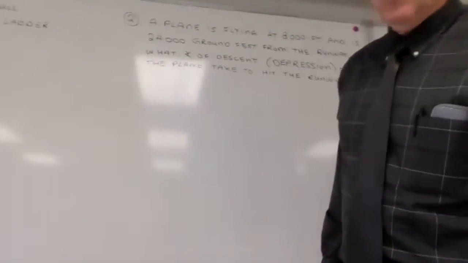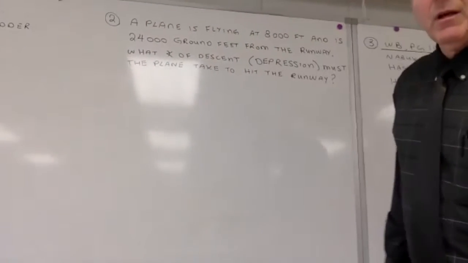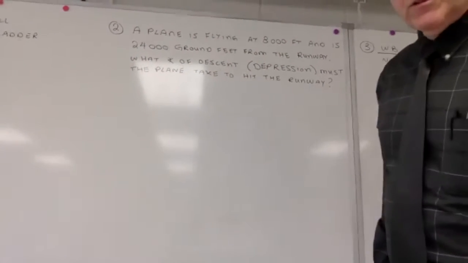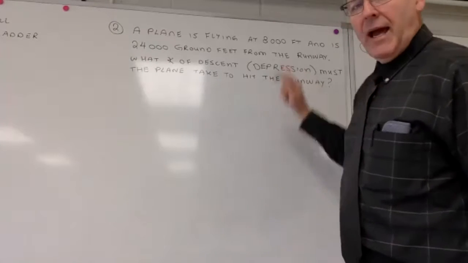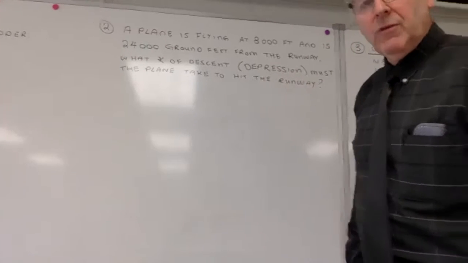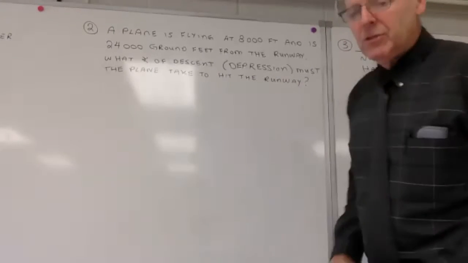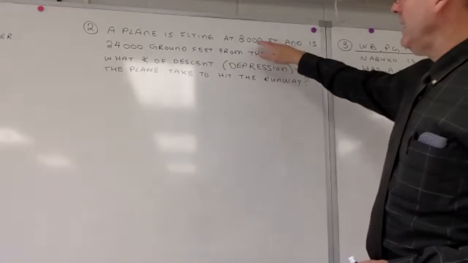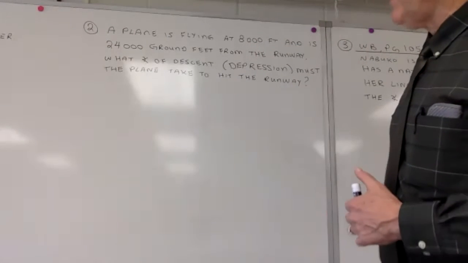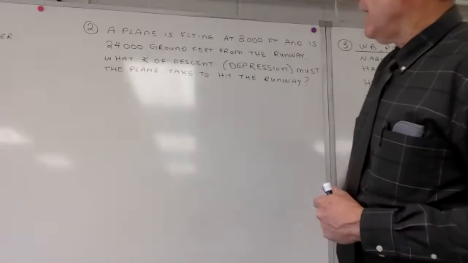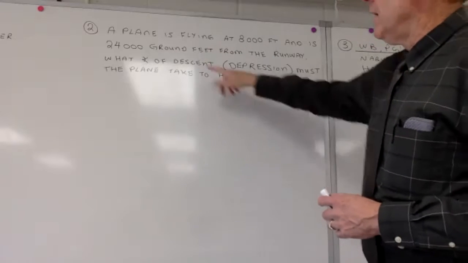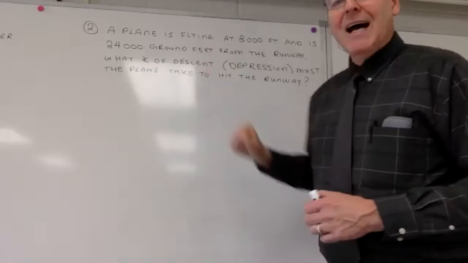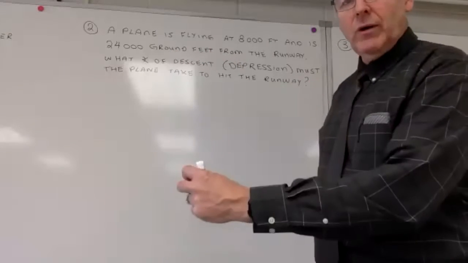This one's going to be a little harder to sketch, and it's going to involve what I think is the more difficult angle to find, and that's going to be the angle of depression. So I'm going to give you just a minute to try to sketch it out yourself. I have a plane that's flying at 8,000 feet above the ground. I'm 24,000 ground feet from a runway. Ground feet means it's not the distance from the plane to the runway.